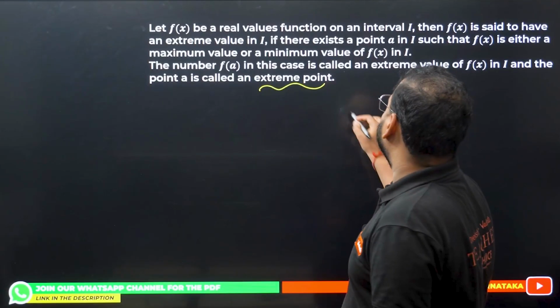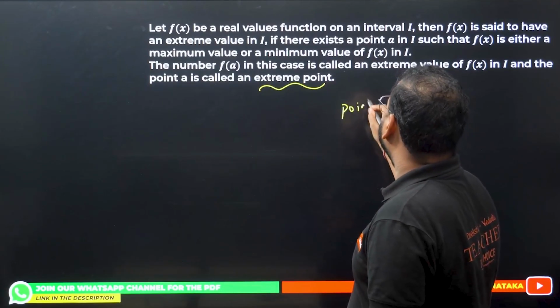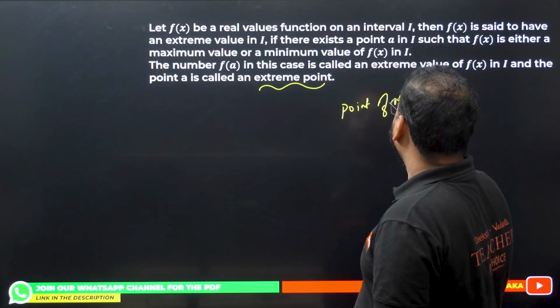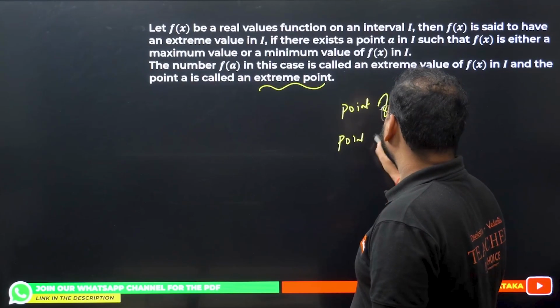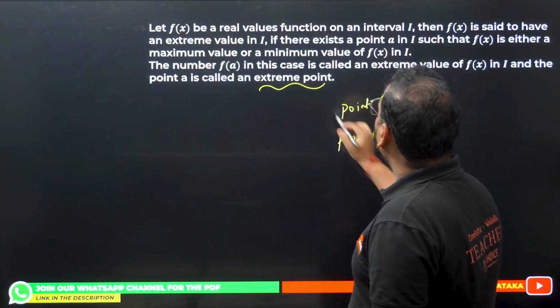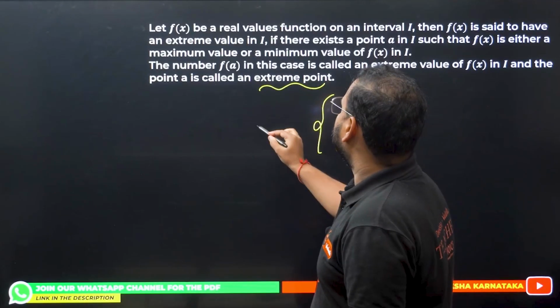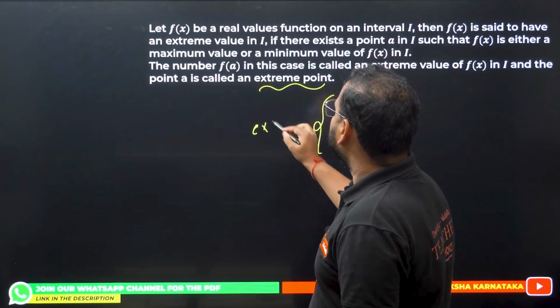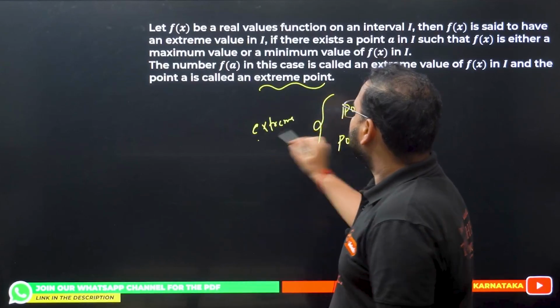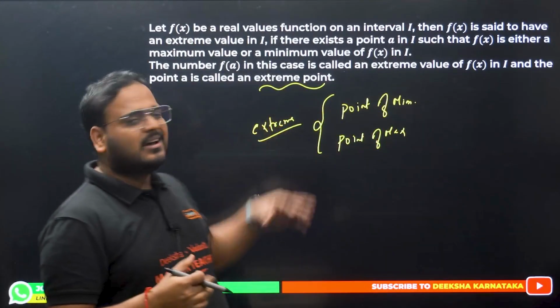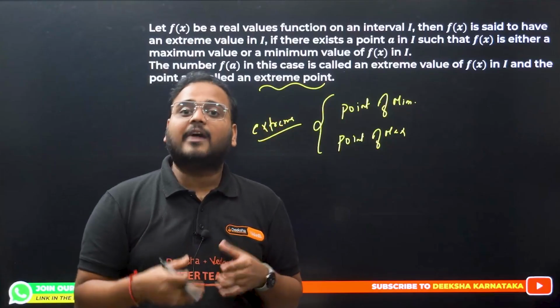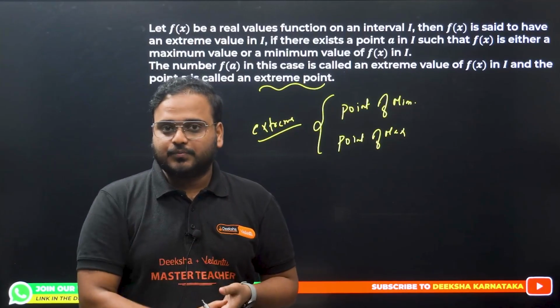But any point, whether this point is point of minima or point of maxima, both of these are actually called as point of extremas, or basically extremas. Both these points, minima and maxima, are called as point of extrema. And how do you find that? These are the critical points that you find after putting derivative equal to 0. Okay, that's how you find this.